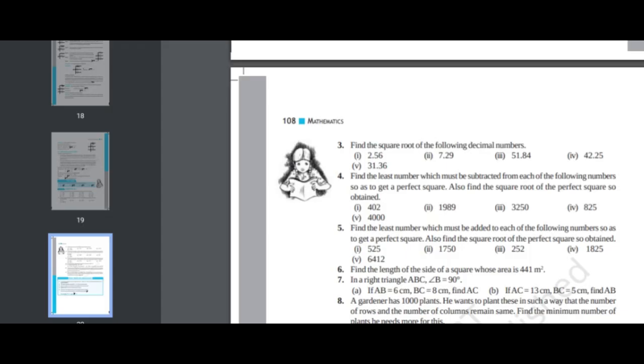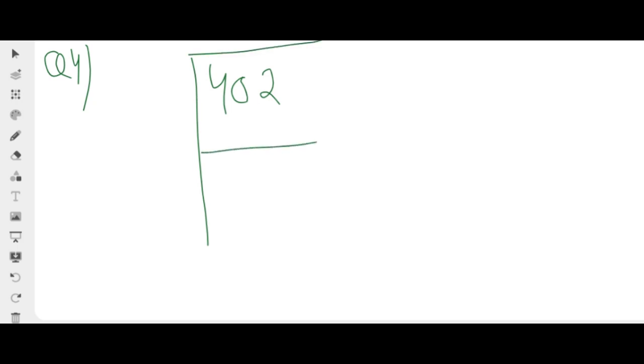Let's finish with the question number 4. So the question number 4 will be like this. First we have to find the perfect square root of 402. For finding that we have to do the long division, and the remainder will give us the perfect square. Okay, so here is 402. So 2. Okay, but we have to follow the steps one by one now.